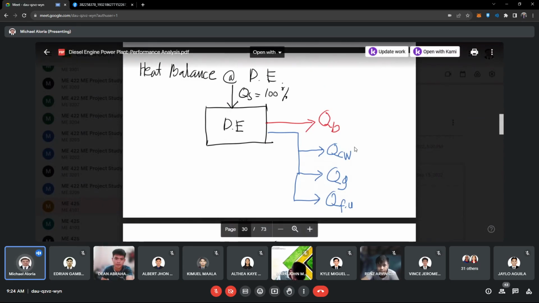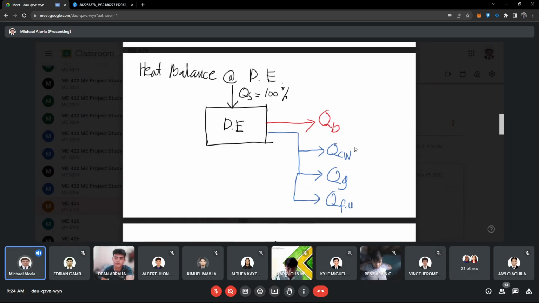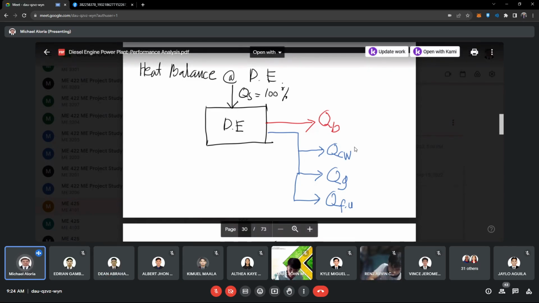Okay. So, ito yung diesel engine natin. Pupunta na tayo sa heat balance. Ano ba yung mga heat entering and heat leaving the diesel engine? Of course, meron tayong tinatawag na heat supply. Ito yung 100% natin. Ano nga yung heat supply natin kaninang dinefine?